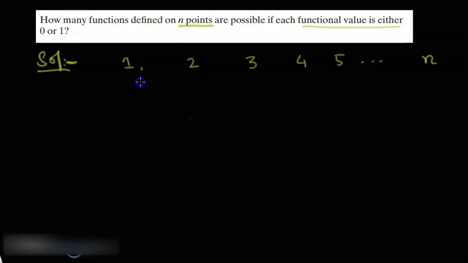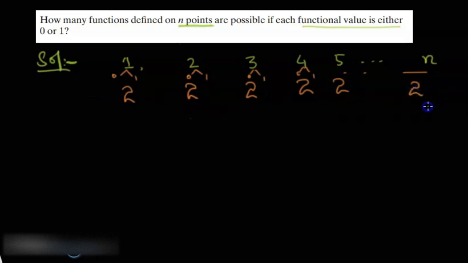Now a function will be assigning each of these points a value. And it also says that the functional value is either going to be 0 or going to be 1. So now let's say we are performing task 1, which is to assign a functional value to this point. There are two possibilities. Either it will be assigned 0 or 1. Suppose this task is performed. Now on this, it also has two possible outcomes, 0 or 1. So for this also 2. Each of these points will have functional value 0 or 1.